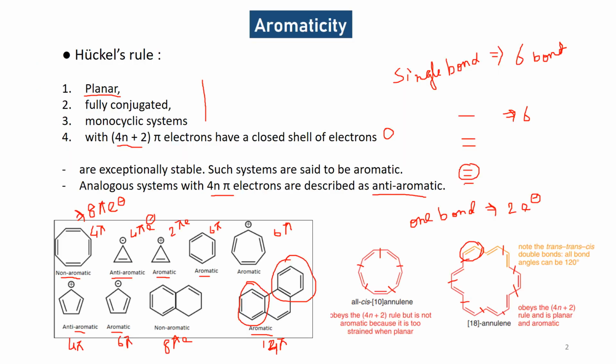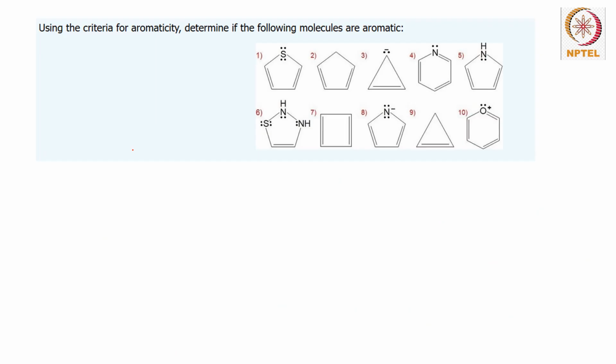Remember, we have 3 rules. Planar, fully conjugated, that means the pi bond should be conjugated. Here you can see this pi bond comes here, this can come here, so it's totally fully conjugated. So the pi bond should be conjugated, and it should have a 4n plus 2 pi electron system. So see which one has this type of system.